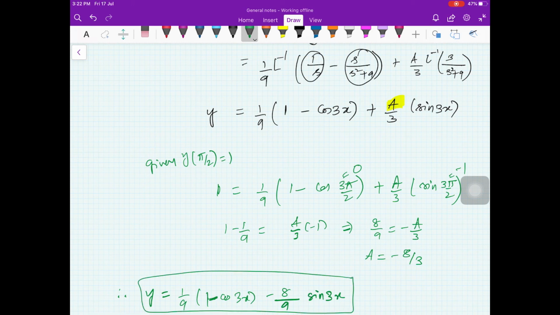So this is how you solve initial value problems and boundary value problems using Laplace transformation.